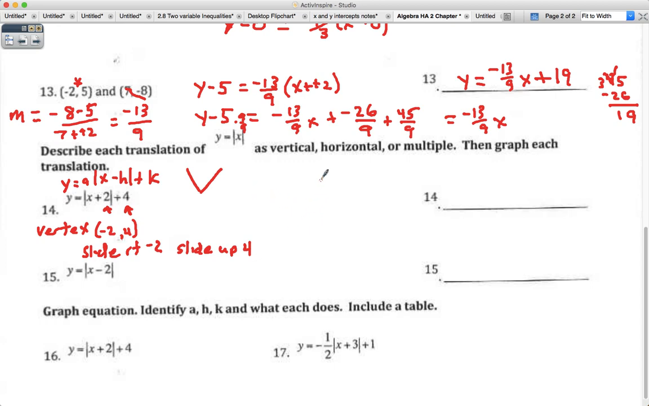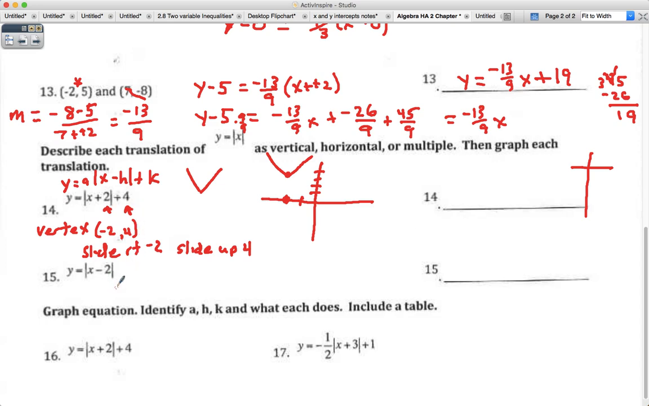So there are multiple changes. One is going to be vertical, one is going to be horizontal. I'm going to slide right by, or slide left, excuse me, by 2. 1, 2. And then I'm going to slide up by 4. 1, 2, 3, 4. So I know the vertex is there. You still need to know how to do a table on this. So be sure you know how to do a table based off the absolute value, the parent function.